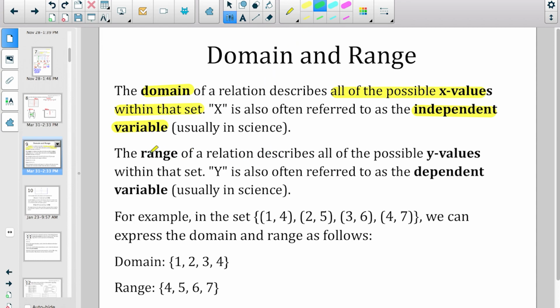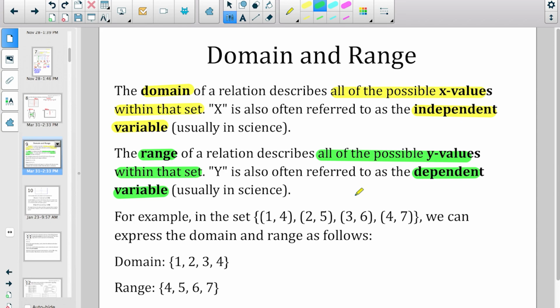Now we can go ahead and define the domain of a relation as all of the possible x values within that set. And we typically use x as our independent variable. And you guys will talk about that usually in science.